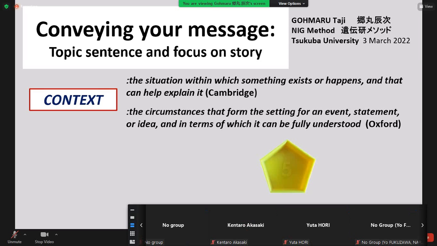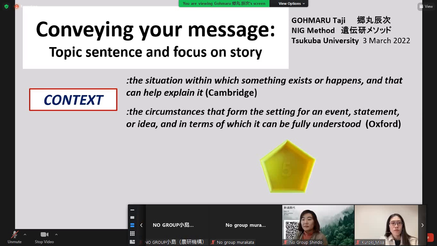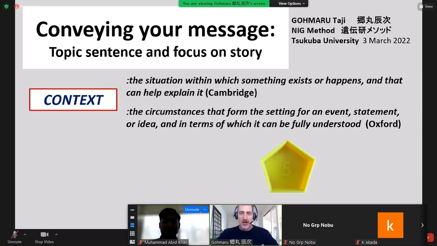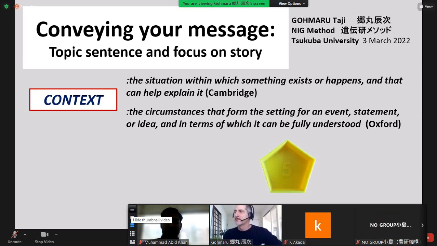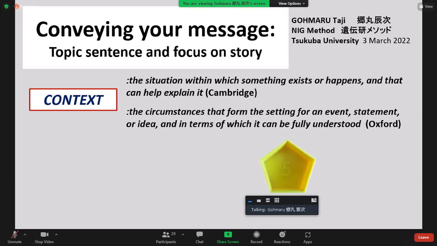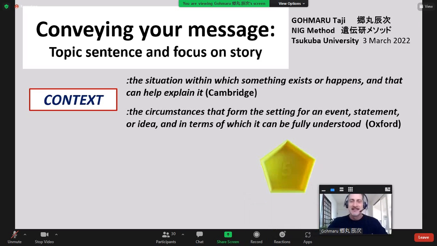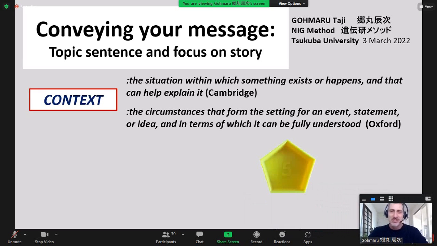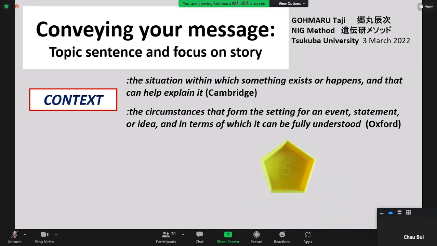Today we are going to focus on really using context, providing context to the audience at the correct timing and in the correct way so that they can deepen their comprehension of your research story. I've included some definitions of context here on the screen.